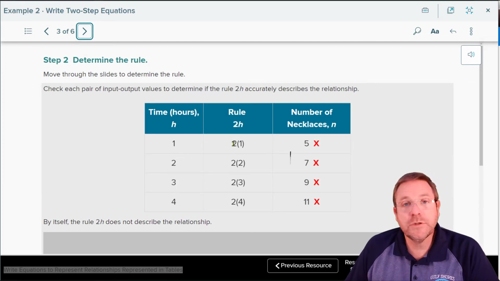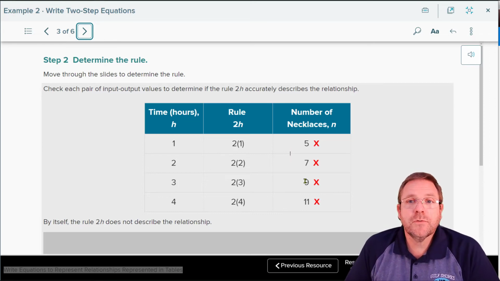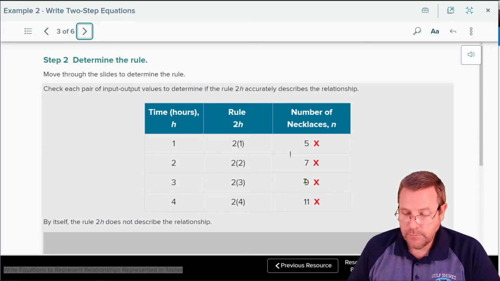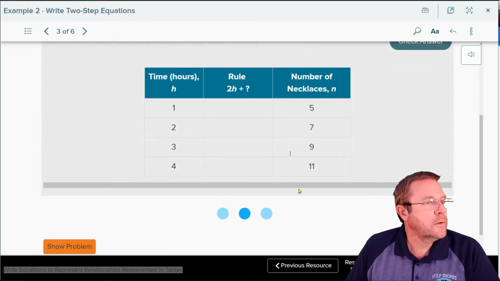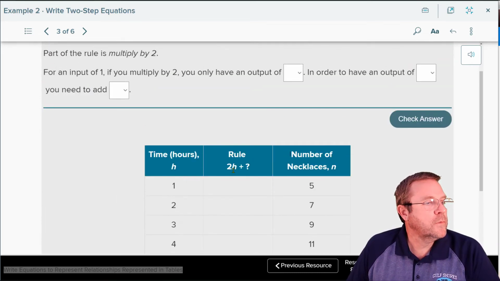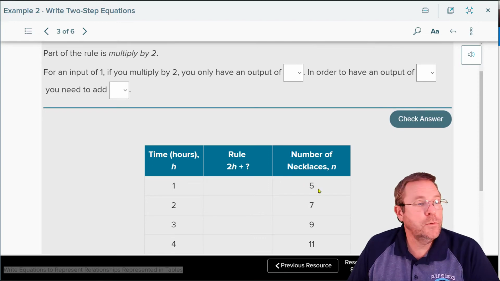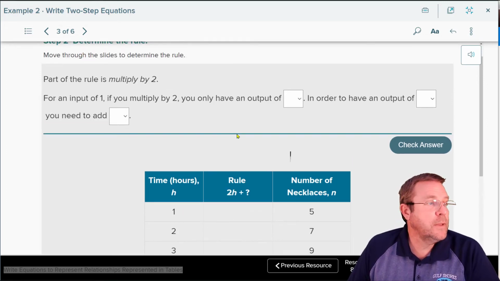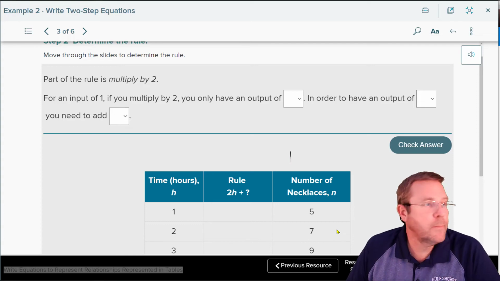Now, first off, 2 times 1 is not equal to 5, 2 times 2 is not equal to 7, 2 times 3 is not equal to 9. So we've got to do some kind of addition or subtraction in there to get it the rest of the way. So let's take a look at our next slide here now. So now that tells us that we're going to have to take 2h and add some number to it to get to the n value. So 2 times 1 is 2, and 2 plus what is going to be 5? Well, that's going to be 3. 2 times 2 is 4, plus what is going to be 7? That's going to be 3 as well. And now we're starting to see a pattern here.